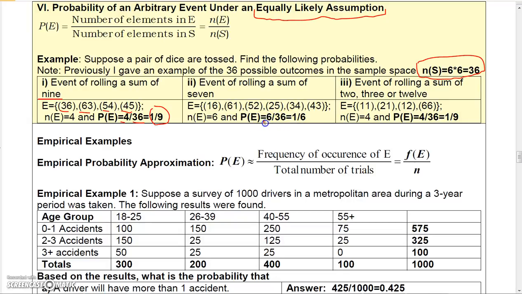So that's 6 ways out of 36, which reduces to 1/6. So that probability would be 1/6. Or what if I said rolling a sum of 2, 3, or 12?